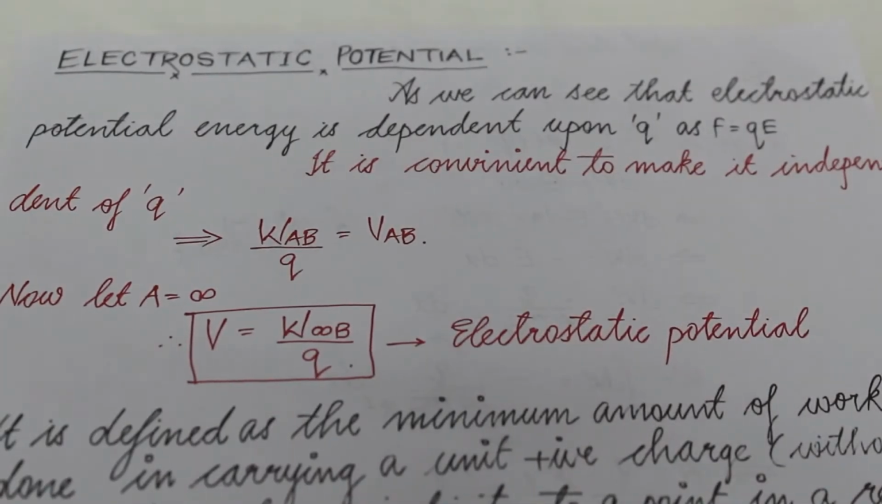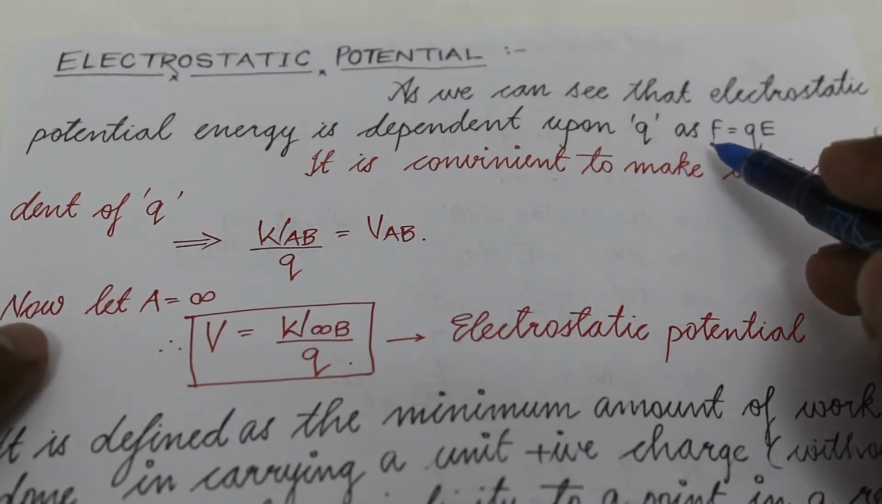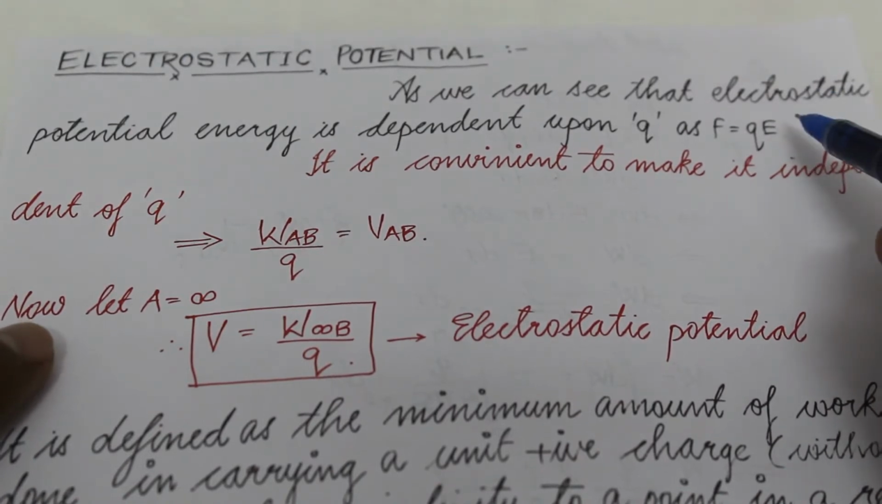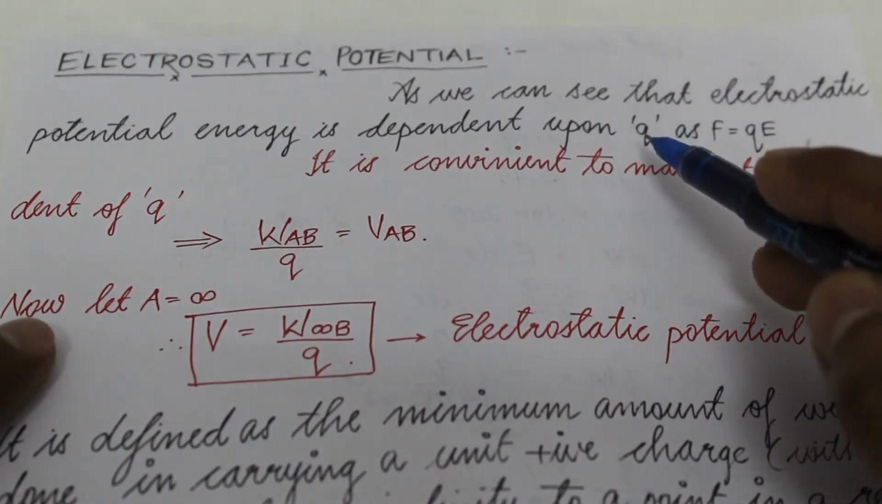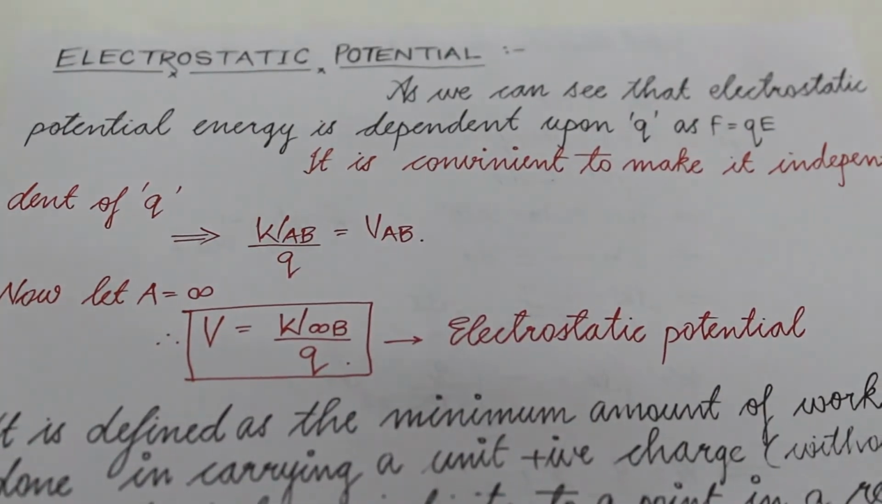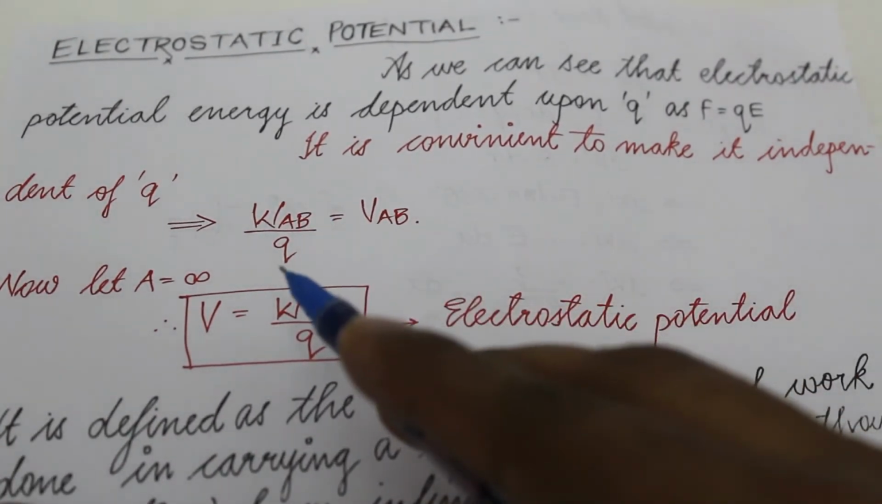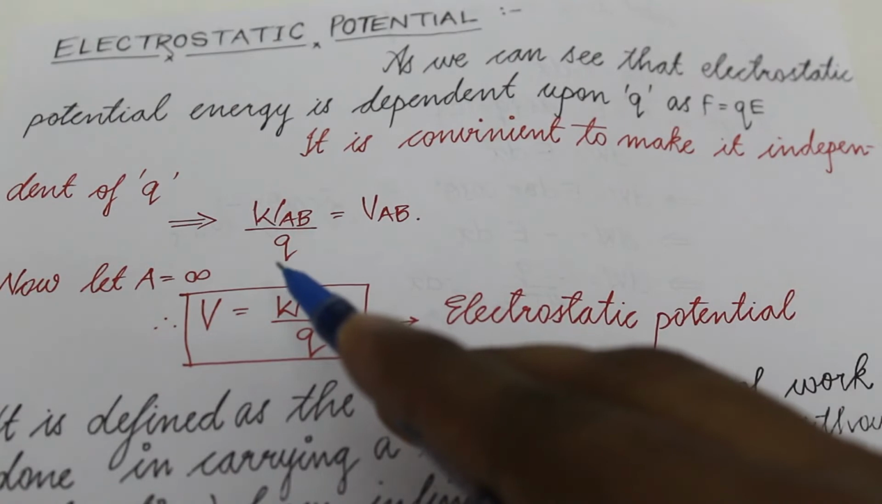Now moving on, we'll study what electrostatic potential is. As we have studied, electrostatic potential energy is dependent upon Q. In the formula we found that it is dependent upon Q, as the electric force is equal to QE. In order to make it convenient, it is better to make it independent of Q. Now how to do this? If we divide the work done by Q, the result will be independent of Q.